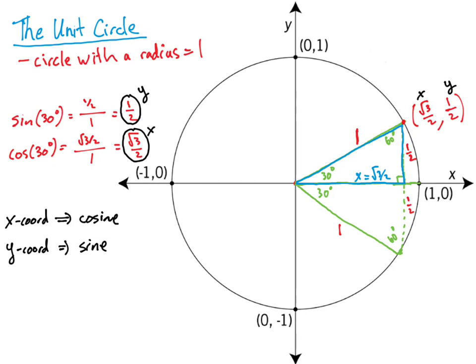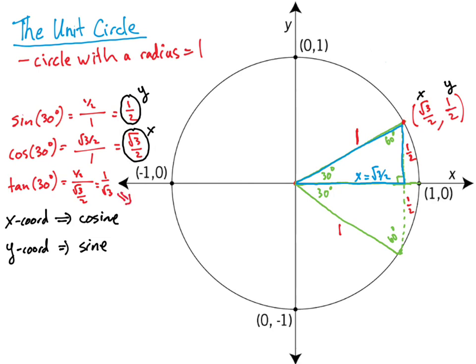Okay? Let's look at tangent also, tangent of 30 degrees. Well, we know that tangent is the opposite side over the adjacent side, so at 30 degrees, the opposite side is 1/2. The adjacent side is √3/2. Simplifying this, I'm going to get 1 over square root of 3.